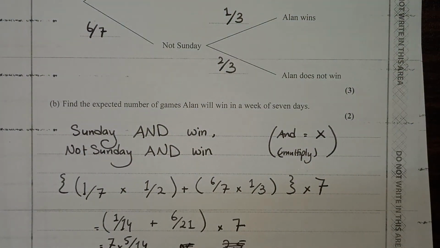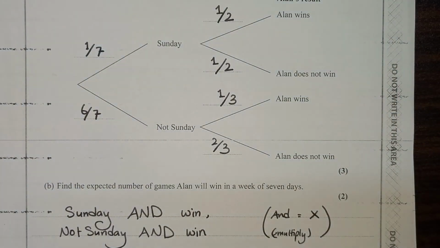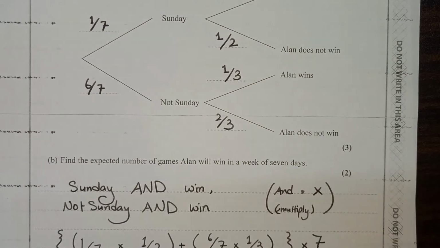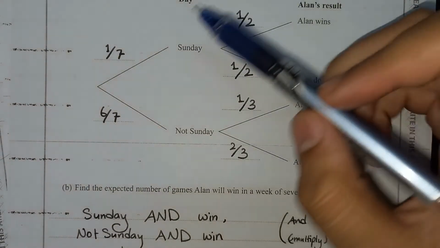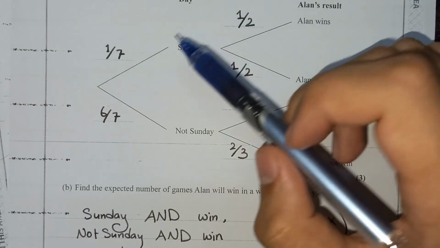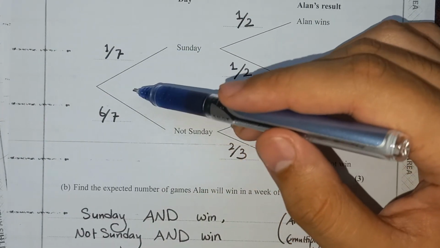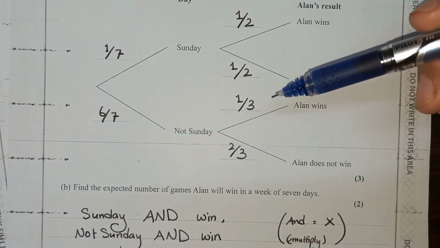Find the expected number of games Alan will win in a week of 7 days. You only have to write the games Alan will win, not the ones he will not. Over here we have two different directions we can go: he plays on a Sunday and wins, or he plays on a day other than Sunday and he wins.